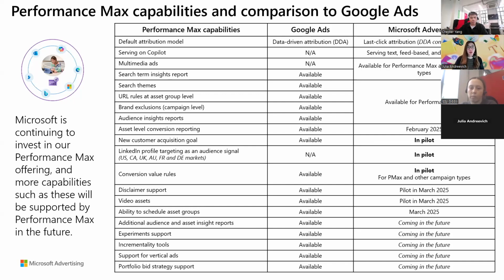Then we also have LinkedIn profile targeting as audience signals. As I mentioned, it's actually not in pilot. It's available for everyone already. So this is a bit of an outdated table, but I will provide you with the latest one in the follow-up. And you can also leverage multimedia ads that are unique to Microsoft Advertising. So use this table if you have your Google Ads campaign and you want to import it into Microsoft Advertising. You have this table to support you in understanding which features are available on our side.